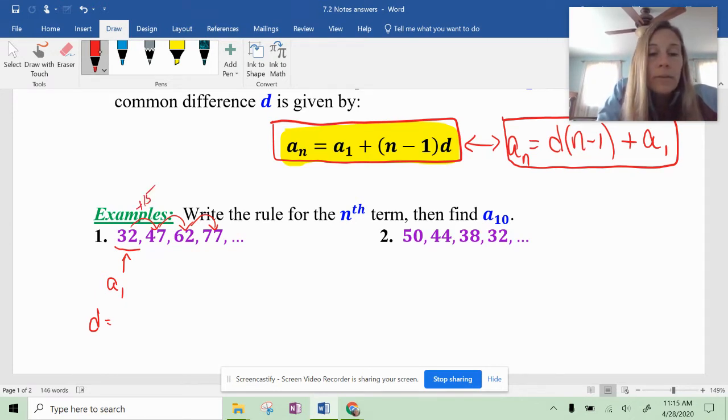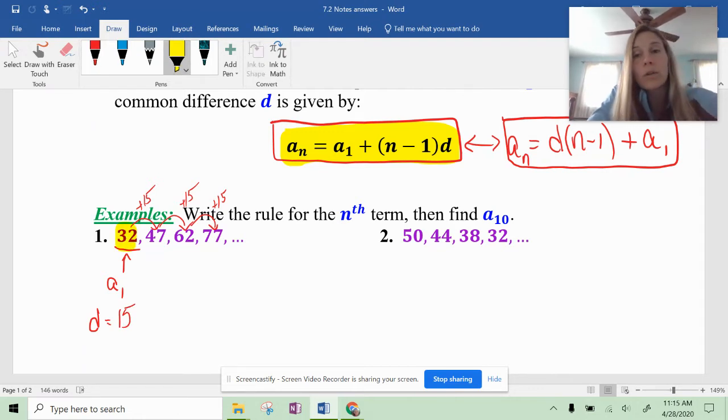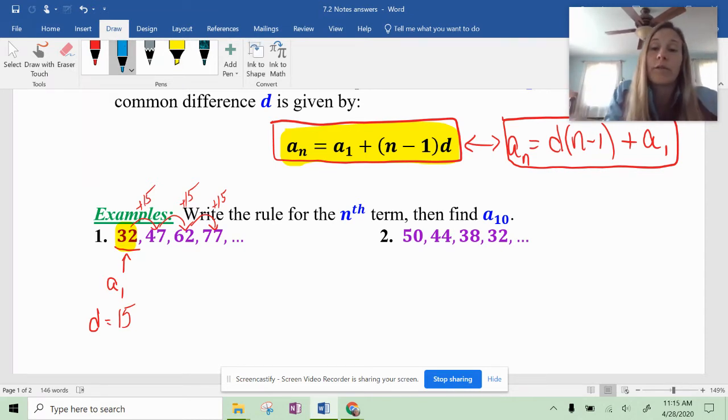To get from 47 to 62, we're going to add 15 again. And then to get from 62 to 77, we're going to add 15. So we can see that there's a constant change there of adding 15 to each number to get the next number in the sequence. So we know that it's an arithmetic sequence, and the common difference is positive 15. The first number in the sequence was 32, so that's how we know that the a sub 1 is 32. So now we can just plug it into the formula.